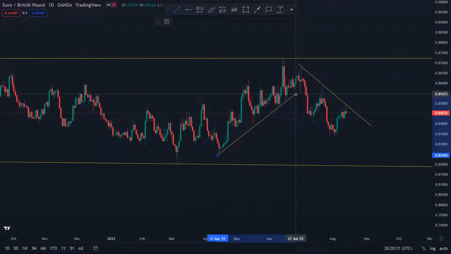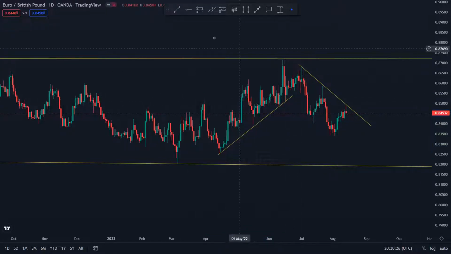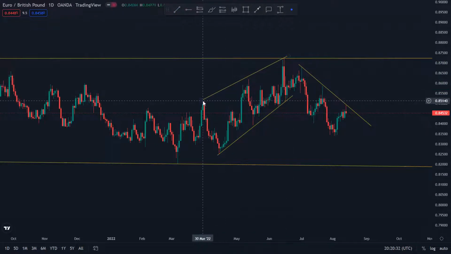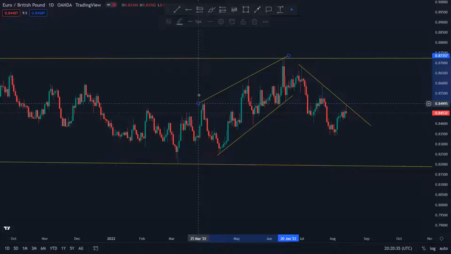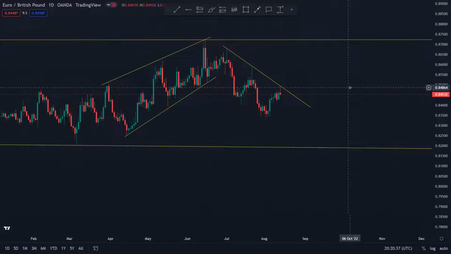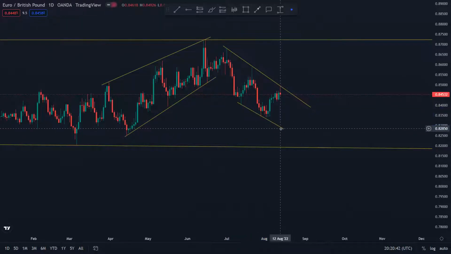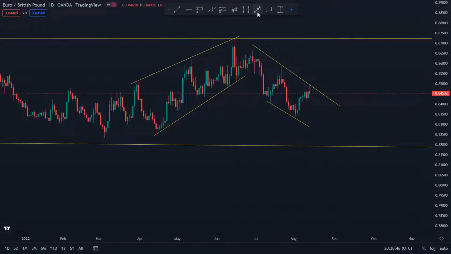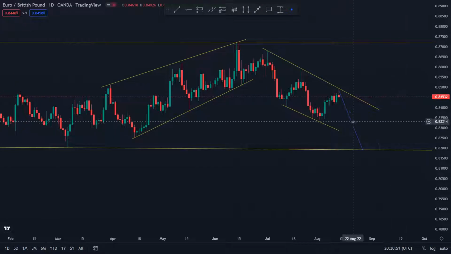Drawing patterns. So patterns. Patterns here. So I'll come to this side. We have these patterns here too, nicely. So we are looking for more sellers to this side. That's what we are looking for on euro and pound.